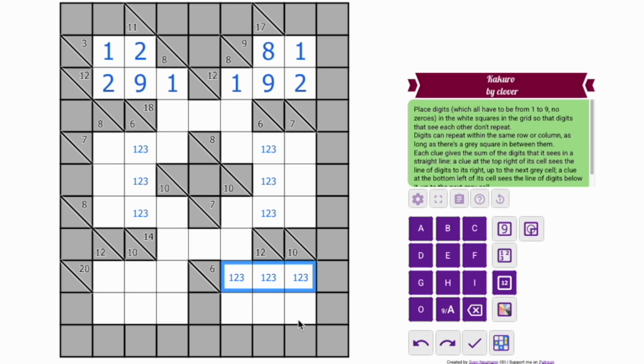And a 7 has to be 1, 2, 4. It's the only way you can do it in 3 cells. There's another 7 here, which is 1, 2, 4. It crosses across this one, so this is not a 3, because you can't have a 3 in a 3-cell 7. Okay.